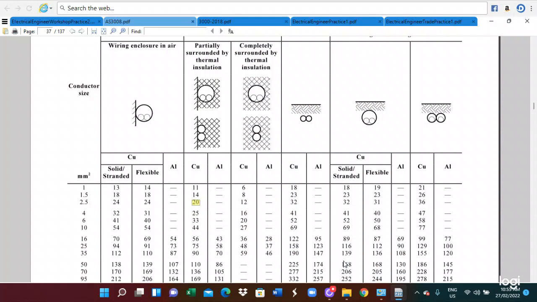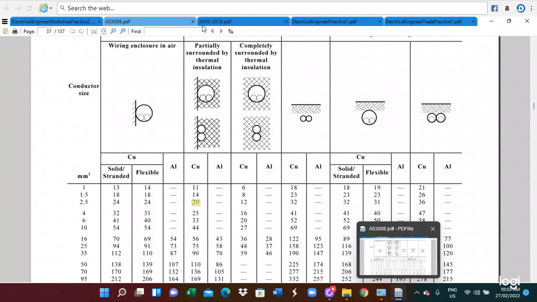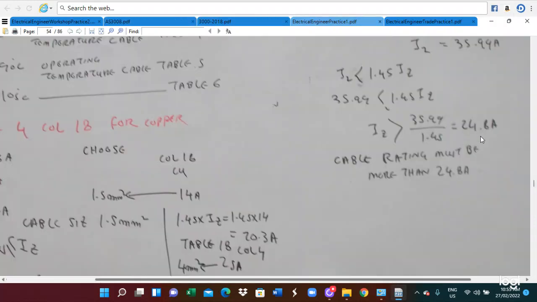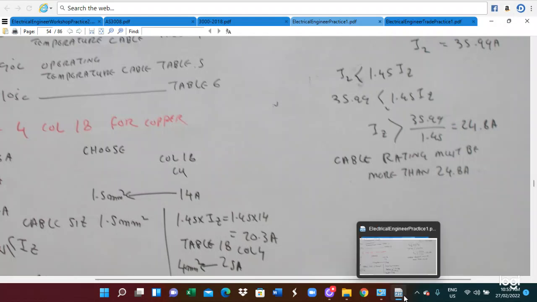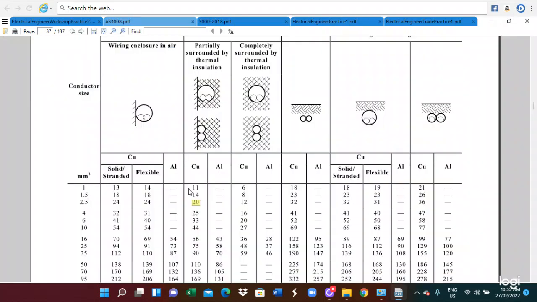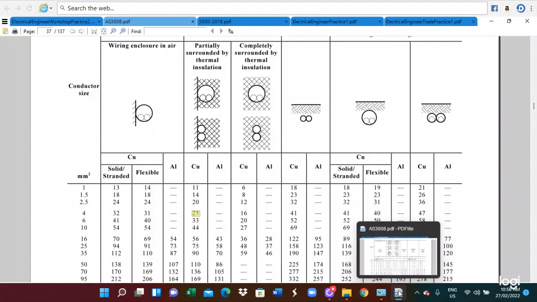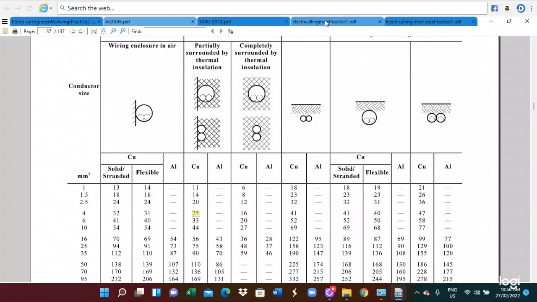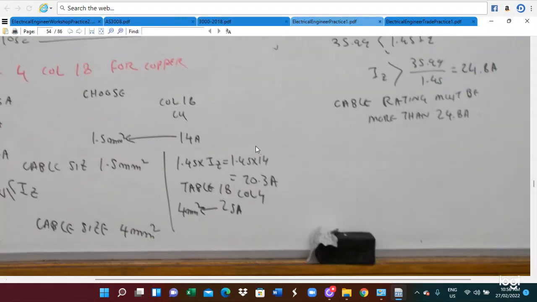Now the current you got is 24.8, so we have to select the appropriate size. The appropriate sizes are 40 ampere for 1.5 and 20 ampere for 2.5. So 24.8 is nearly 25, and you get a 4 millimeter square. So cable size is 4 millimeter square. We selected that, so this is the way we got the answer. So this is the way we calculate.